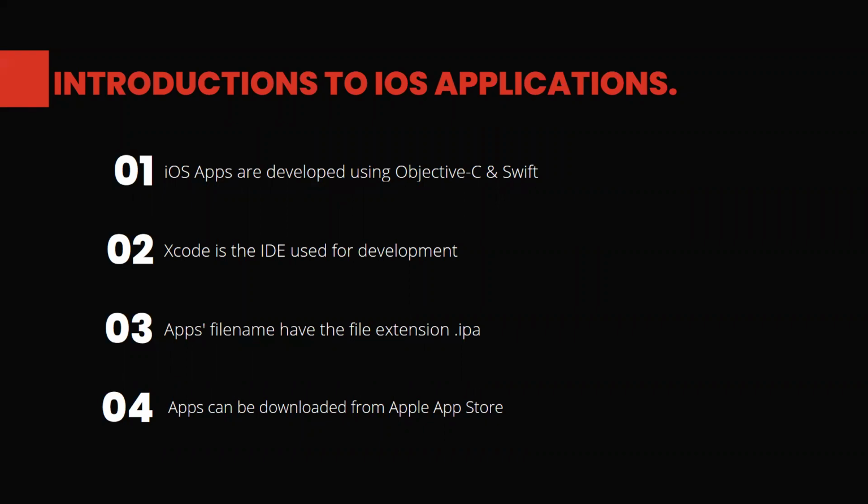Similarly, every text file has a .txt extension, every PDF file has a .pdf extension. Similarly, every iOS application that you download or develop will have the extension .ipa. I'm going to show you some example applications in upcoming slides, so you'll get the idea. And the last one is that apps can be downloaded from the Apple Store. Yeah, we all know that.